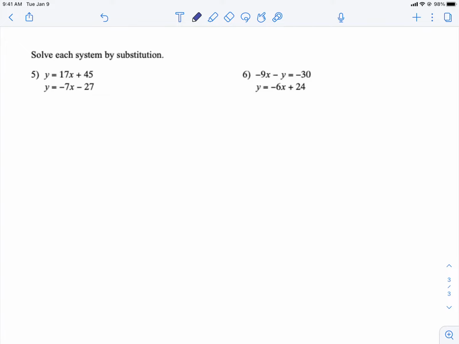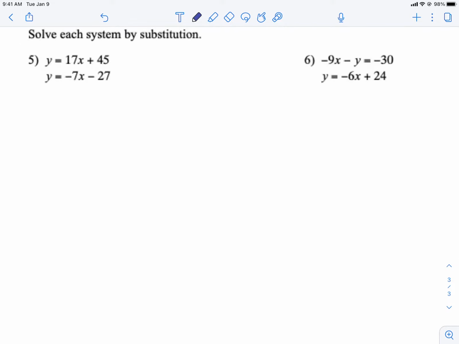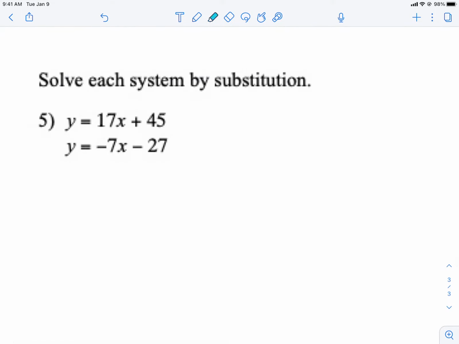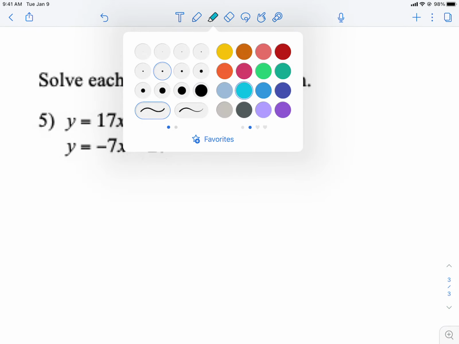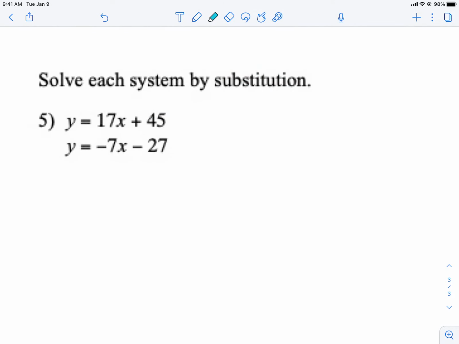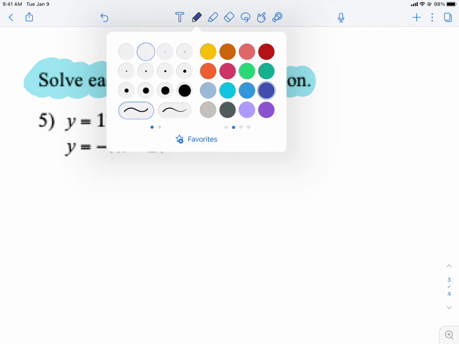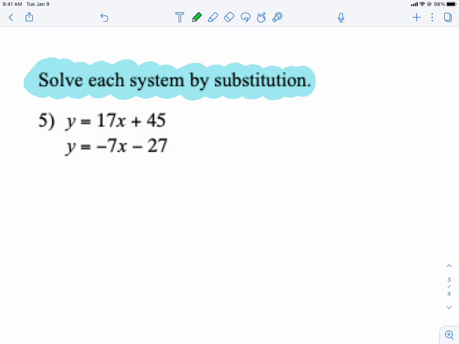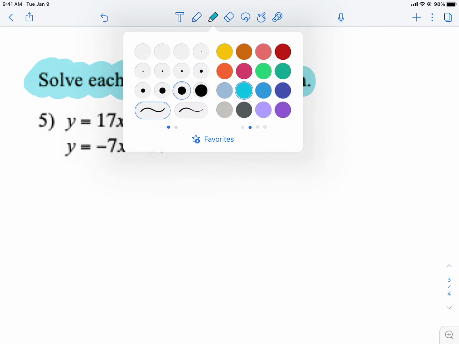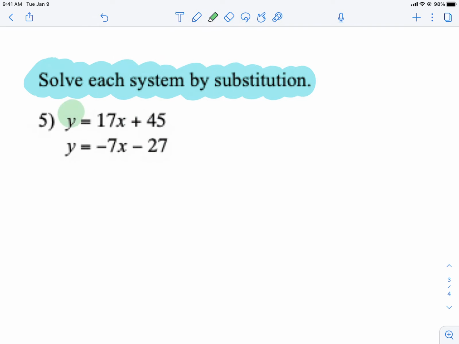So here we go. First thing that we always do is identify the instructions, and this is: solve each system by substitution. So we're going to use our substitution skills here to solve this work. As I always do, as Mr. Martinez enjoys doing, I'm going to highlight each equation here.